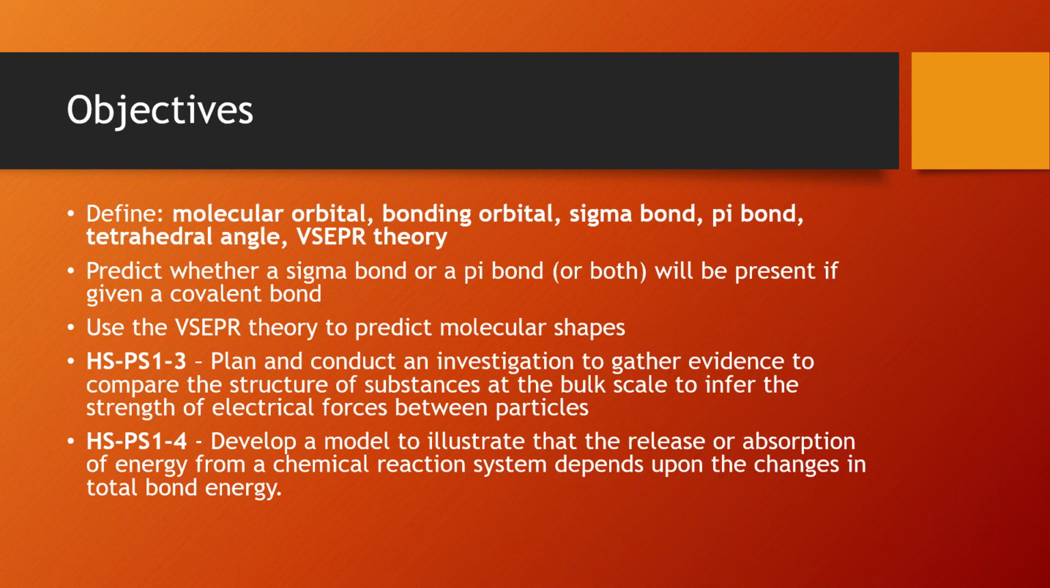Be able to predict whether a sigma bond or a pi bond or both will be present if given a covalent bond, a single, double, or triple bond. Use the VSEPR theory to predict molecular shapes, and I'll point out that we do cover HS-PS1-3 and 4 when we're looking at the strength of electrical forces between particles and the total bond energy, including bond shapes.